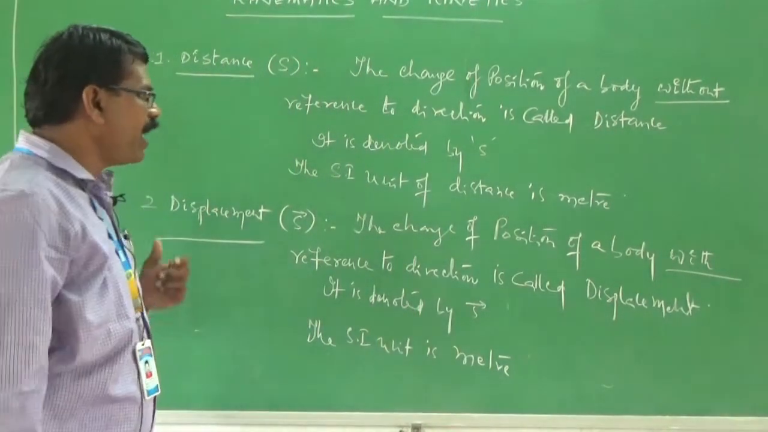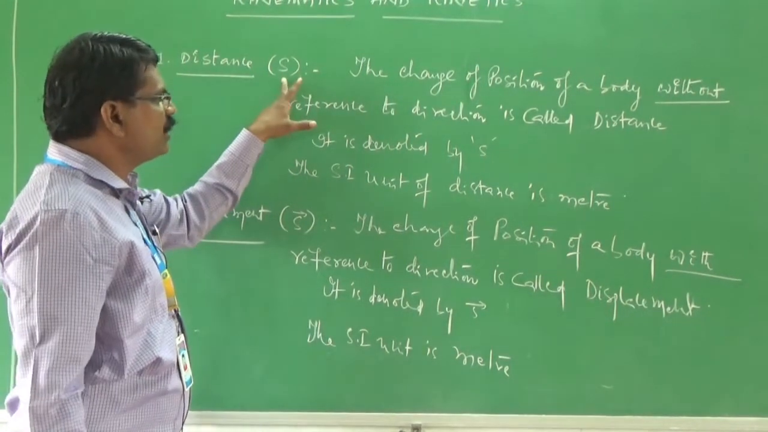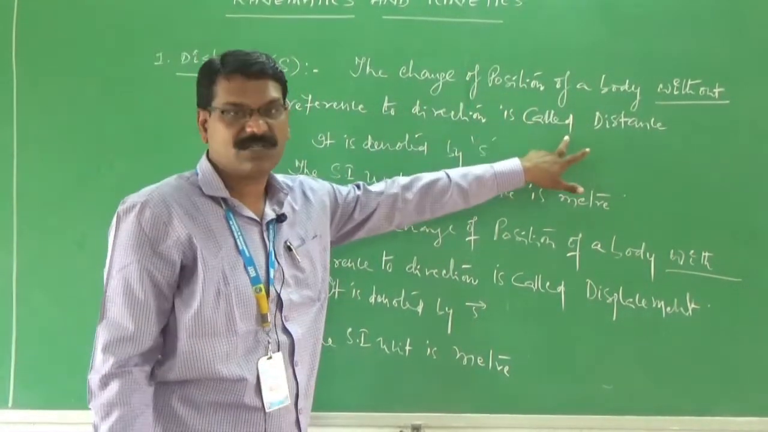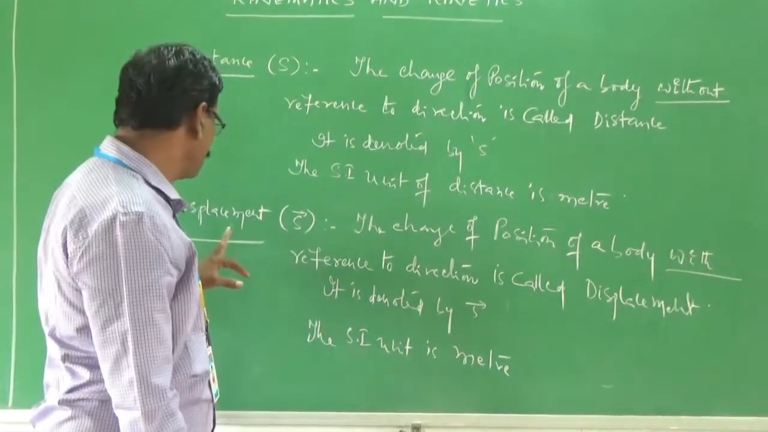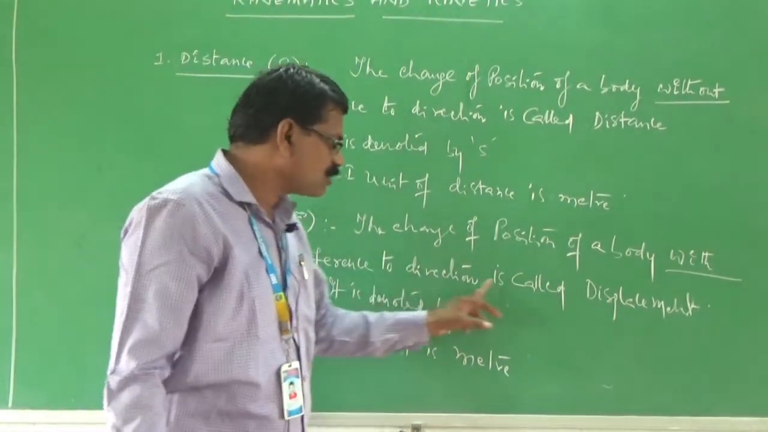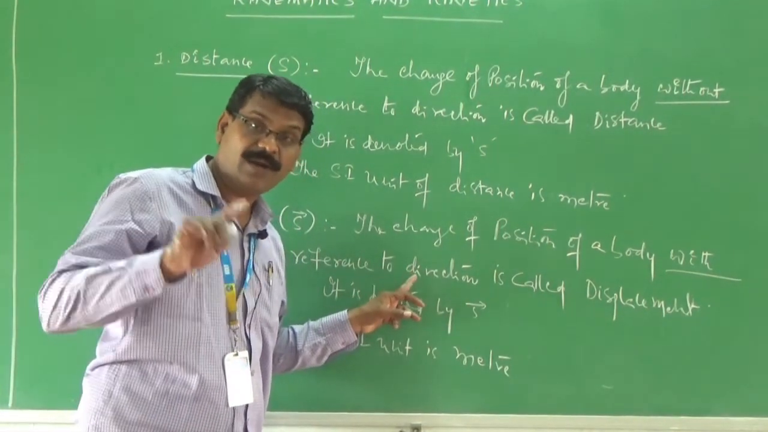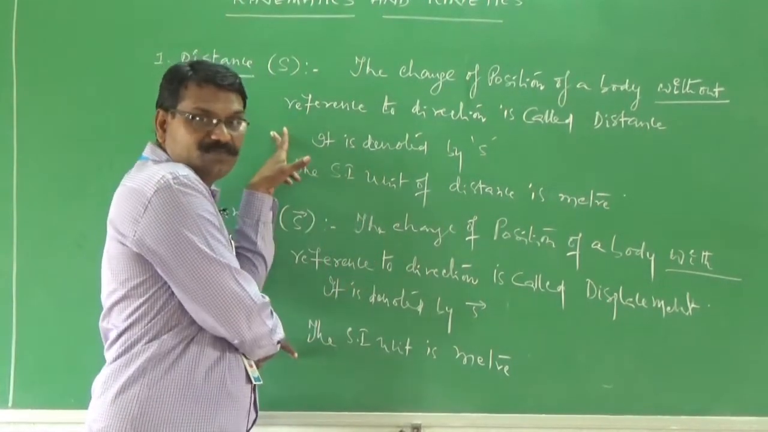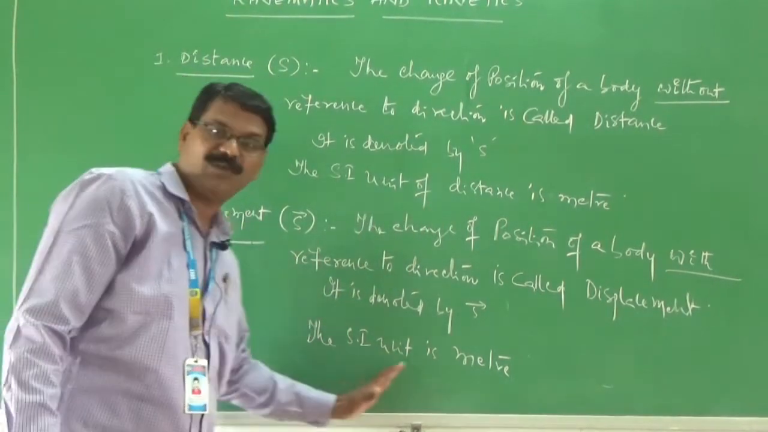I would like to explain the difference between distance and displacement. Distance is denoted by S. It is a scalar quantity. The change of position of a body without reference to direction is called distance. That means it possesses only magnitude. It does not have direction. Whereas displacement is a vector quantity. The change of position of a body with reference to direction is called displacement. It is denoted by S bar because it is a vector. It will possess both magnitude and direction. But the SI unit of both parameters is the same. What is that? If you take distance, it is measured in meters, and displacement S bar is also measured in meters.